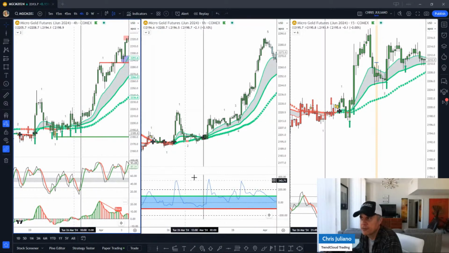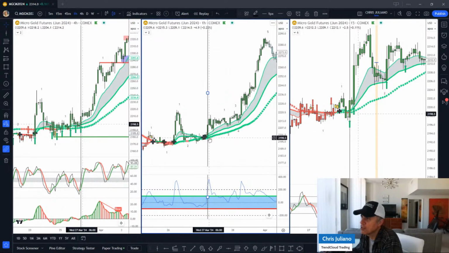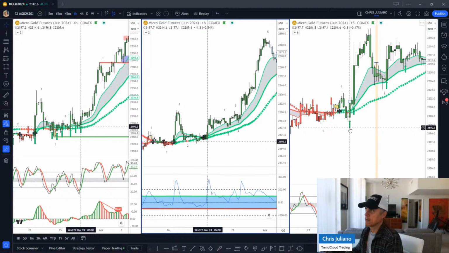Take a look at the middle time frame now, right? We're concerned with CCI. Right here, look at this, trend cloud crossover. We move the bar a little bit further. What do we have now? Now we've got CCI above positive 100. Aha, okay. Now we drop down to the lowest time frame and look at what we've got here.